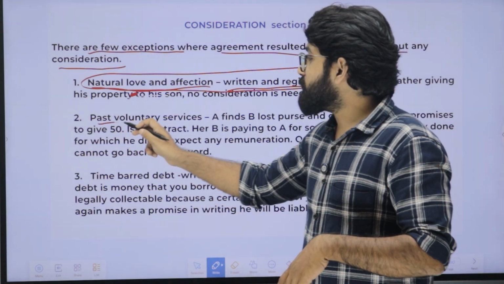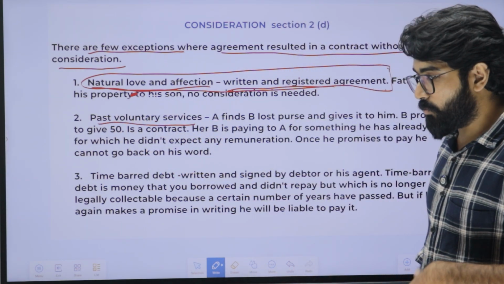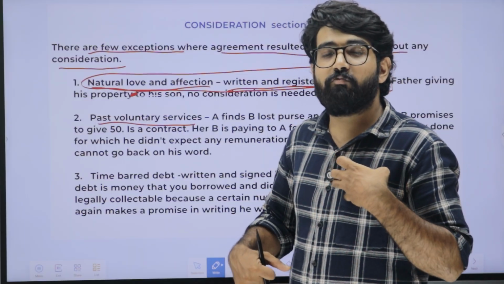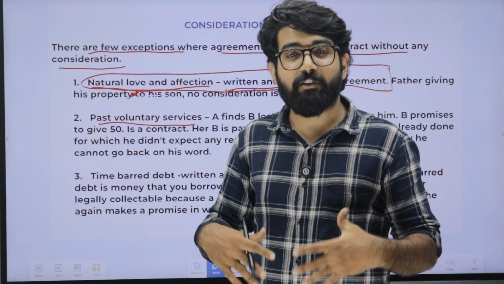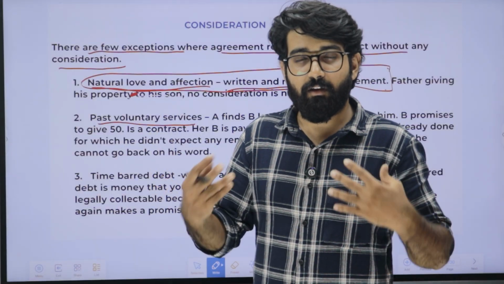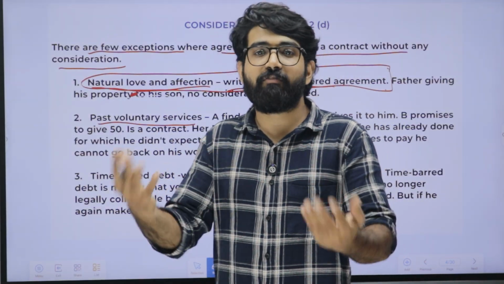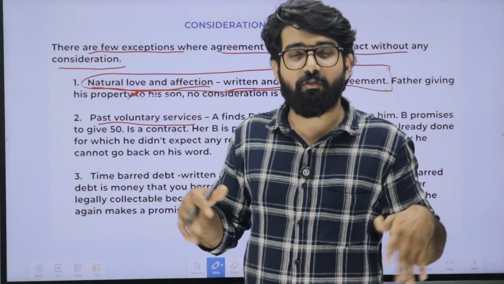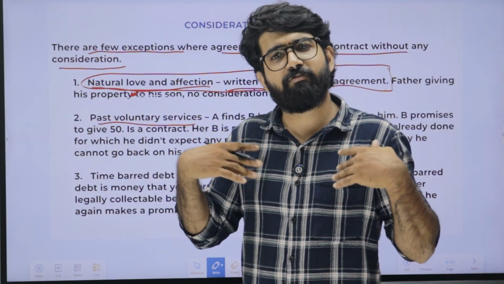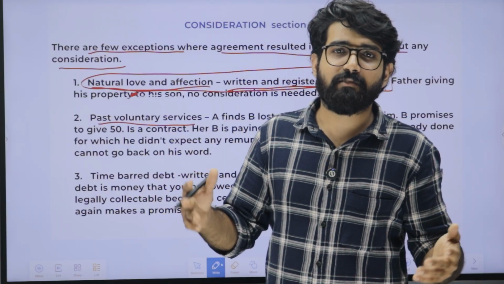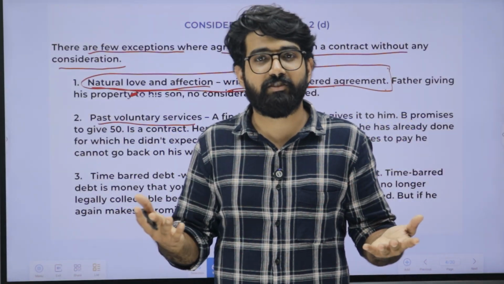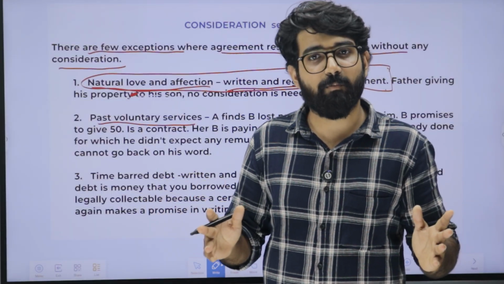Second one, past voluntary services. What is a past voluntary service? We are doing something for someone voluntarily without the need for any money. We ourselves did it. He didn't ask us to do it. We did it out of free will and free interest, because of our good nature. Voluntarily we did it for someone.